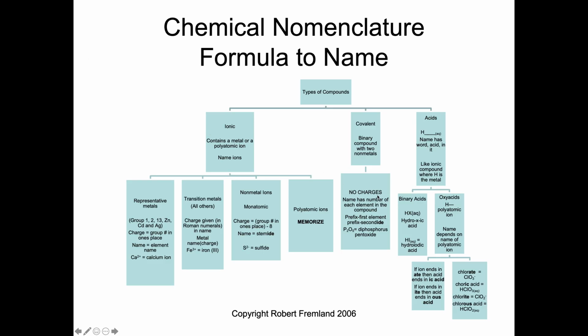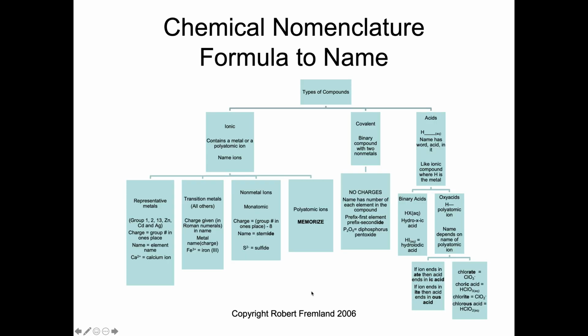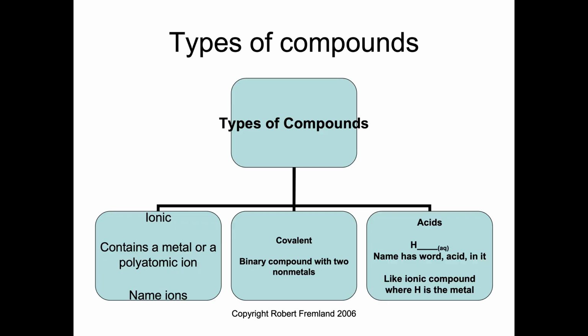So welcome back to the nomenclature show. We are now going to go the other direction. The principles are the same going the other direction, so it should go a little bit more quickly for you, hopefully. Same flow chart, but now we're going to go from the formula to the name. So it's backwards. Once again, three types of compounds: ionic, covalent, and acids.